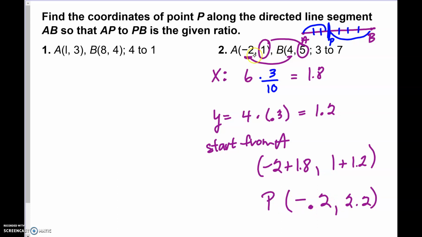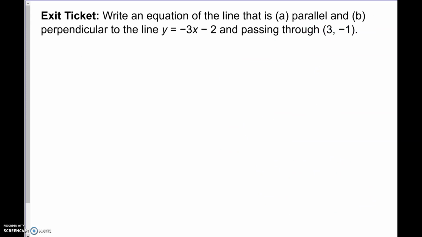And -0.2 is between -2 and 4. And if you look at 2.2, that's between 1 and 5. So that answer does make sense. All right, second problem we're going to do. Write an equation of a line that's parallel for part A and perpendicular for part B. This is definitely going to be a test question that you will see.